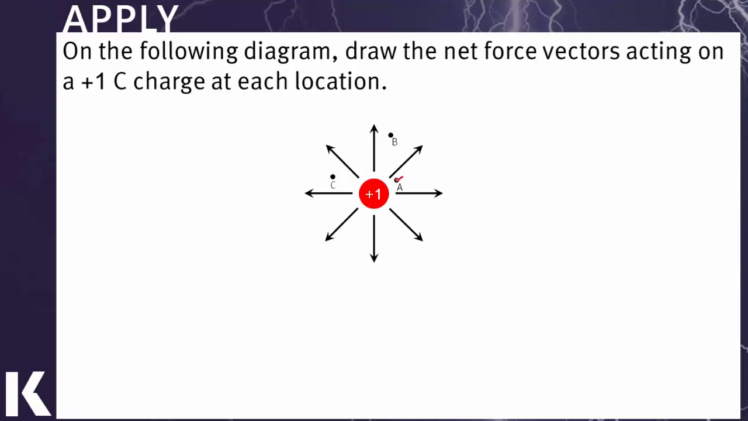So whatever length we draw A, that's going to be our biggest. So C needs to be a little bit smaller than that. And then B is the farthest away, so it's the lowest force. So it needs to be even smaller. And we'll go ahead and label these FA, FB, and FC.